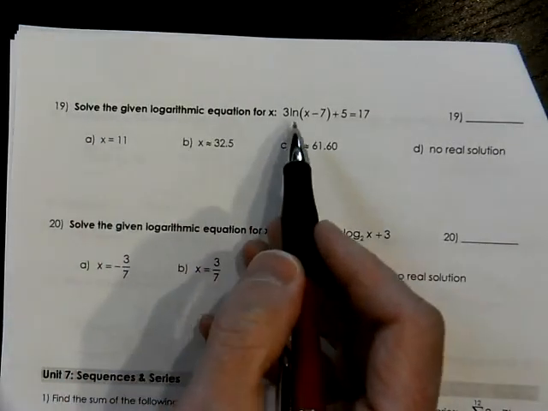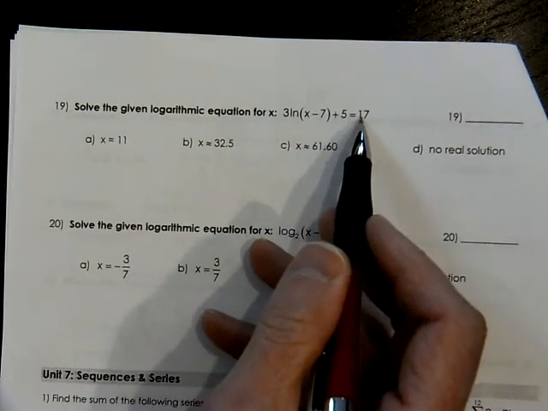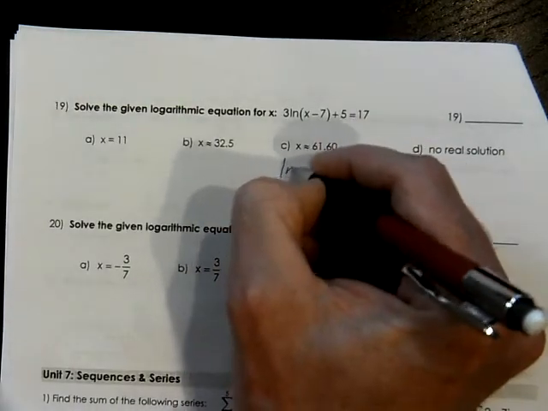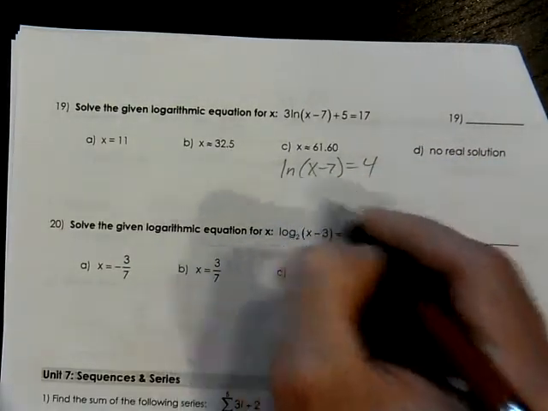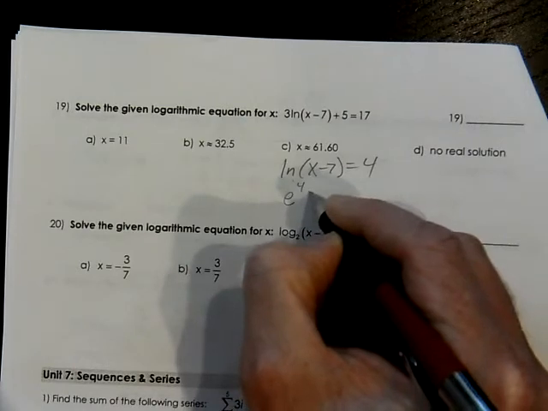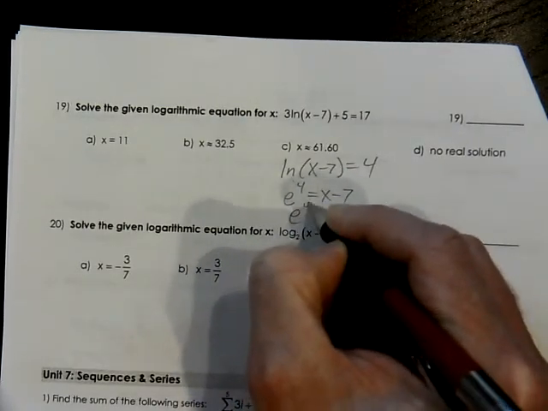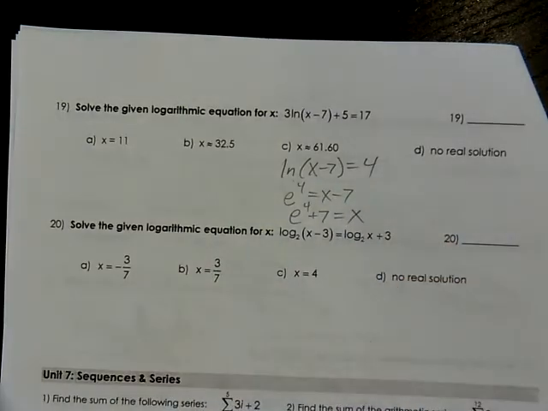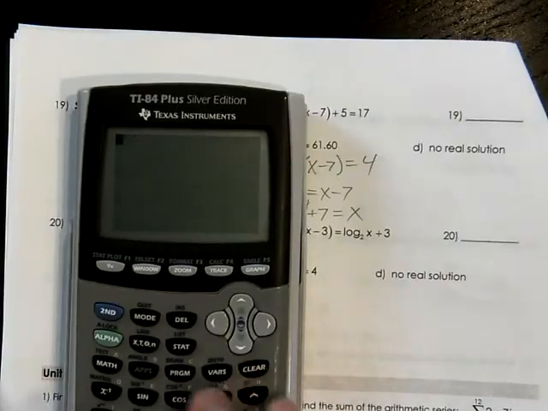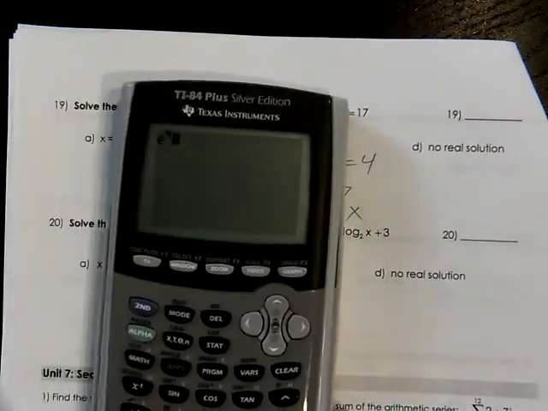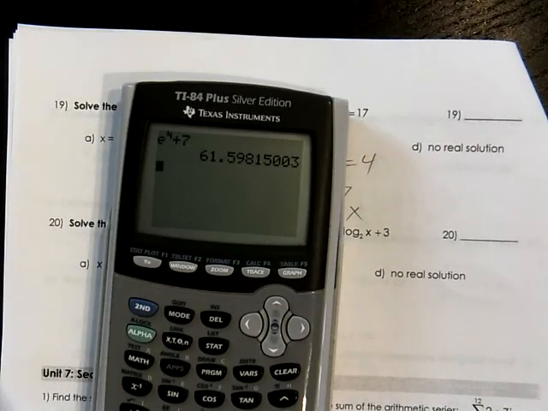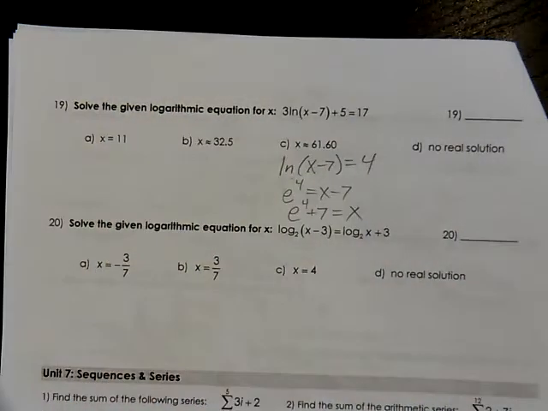We're going to solve the logarithmic equation. So we're going to subtract 5 to get us 12 divided by 3, which is 4. And this is e to the fourth power equals x minus 7. So we add the 7 across. So e to the fourth power plus 7.